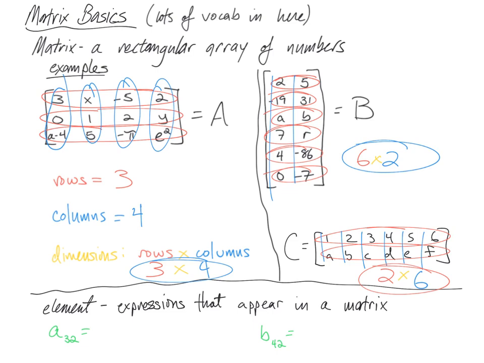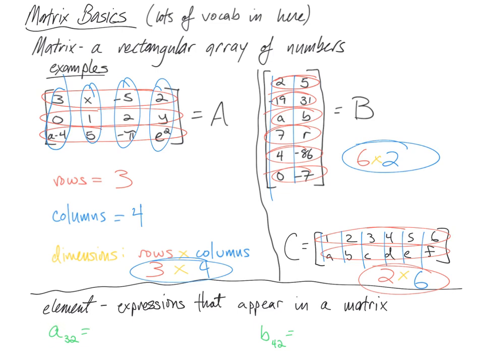Also, we can pick out different elements in a matrix. An element is just an expression. Elements are expressions that appear in a matrix. So this 3, that's an element. This minus 4, that's an element. This negative 86, that's an element. It can have variables. It can be a constant like e squared. E to the second power is, in fact, a constant. But we can look at the elements.